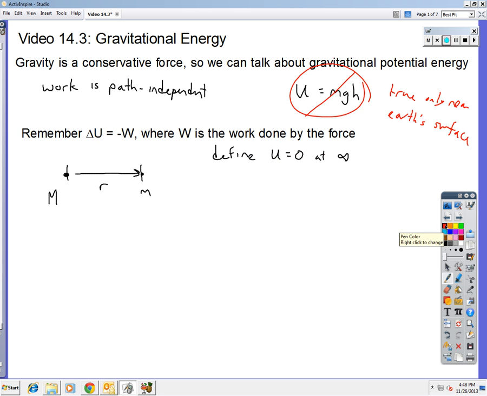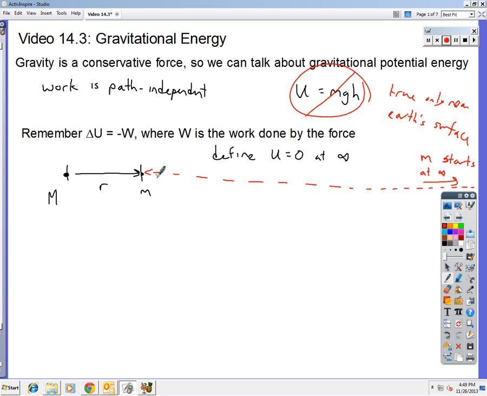So in other words, what we're going to do to find the work is imagine that we start little m way out at infinity. And then we're going to bring it in to a distance r. And we'll find that as we move the small mass m closer and closer to the star, the star does work on it. It makes it speed up because the force exerted by the star points in the same direction as the mass's displacement.